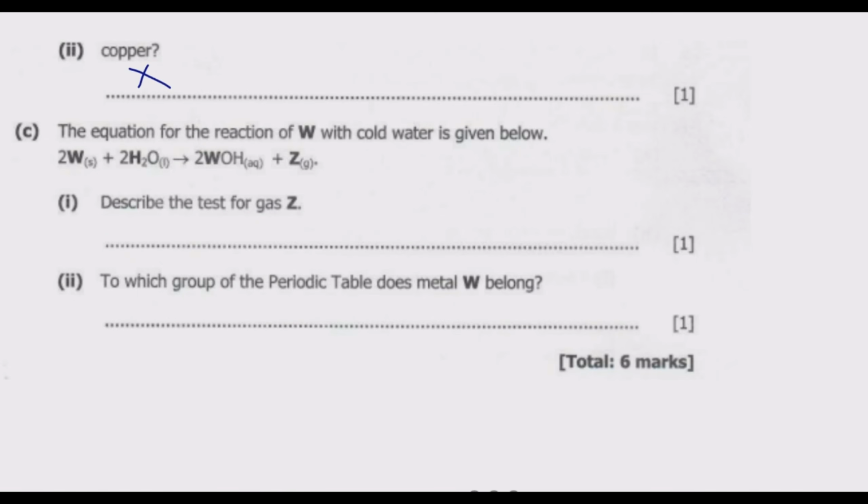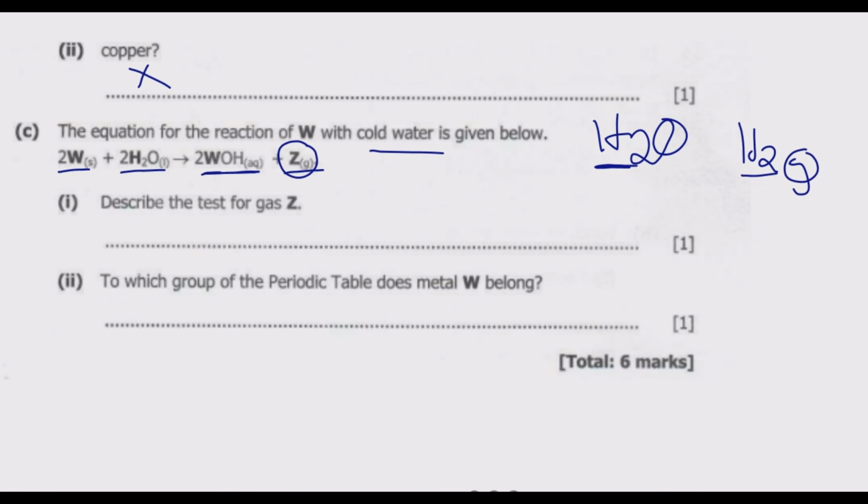Question C. The equation for the reaction of W with cold water is given below. We have 2W reacting with water, producing this hydroxide, plus the gas Z. For us to produce this Z, Z is the hydrogen which has been displaced. So this is hydrogen gas. Then W is the element that is replacing hydrogen, so it should be more reactive than hydrogen.